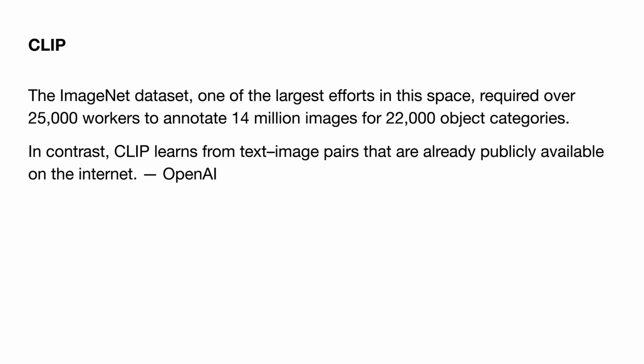They were less likely to be good data sets and less likely to generate good images. As OpenAI writes, the ImageNet dataset, one of the largest efforts in this space, required over 25,000 workers to annotate 14 million images for 22,000 object categories. In contrast, CLIP learns from text-image pairs that are already publicly available on the internet.